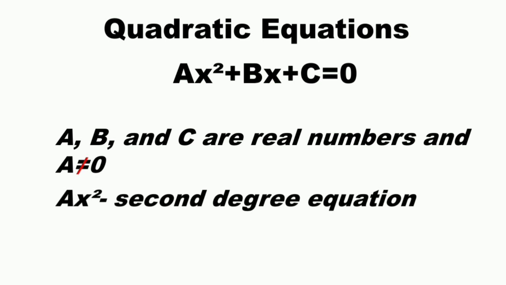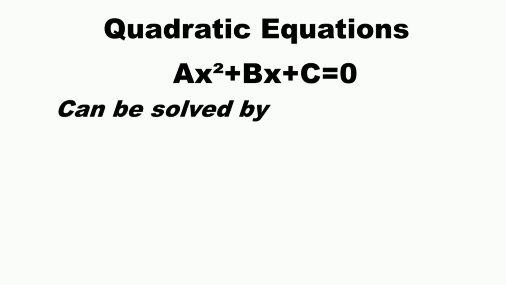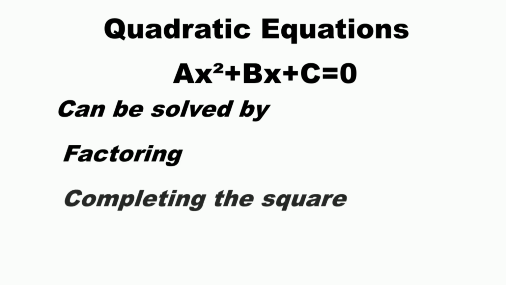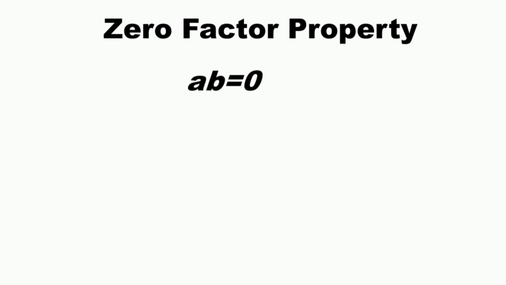This is called a quadratic equation, or a second degree equation, because of this x squared. The exponent 2 here makes this a second degree equation. So a quadratic equation can be solved by one, factoring; two, by completing the square; and three, the quadratic formula. Let's first deal with factoring, but before factoring, we are going to deal with the zero factor property.